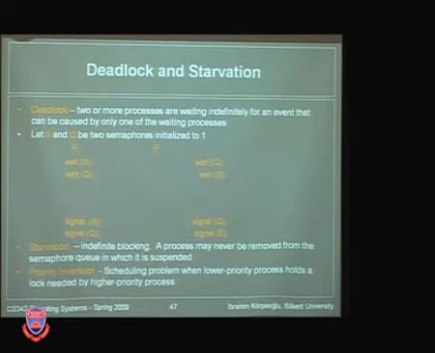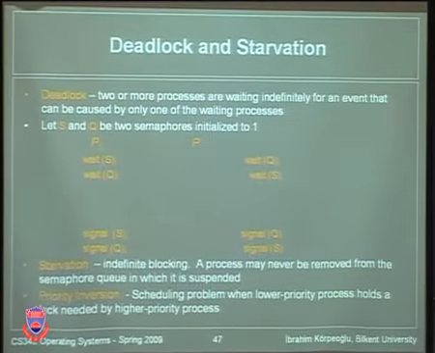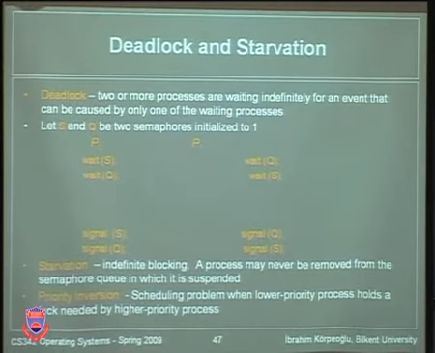Actually, if you consider the priorities, this should not happen. A medium priority process should not cause a high priority process to wait, okay? But it may happen if you use semaphores and so on. So priority inversion can happen. There are some solutions to that, okay? Like, for example, inheriting the priorities and so on.